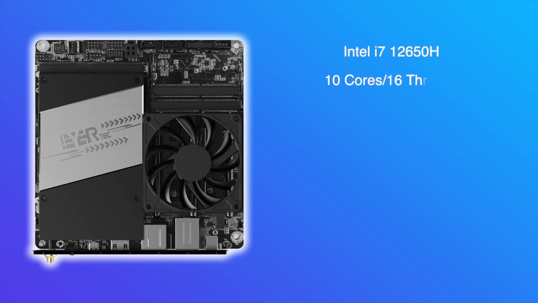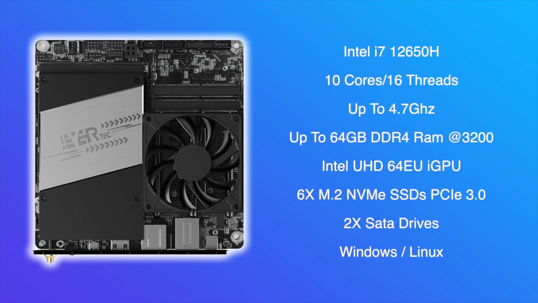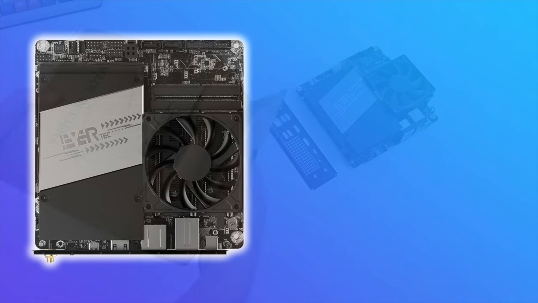Now, when it comes to the specs, for the CPU, we've got the i7-12650H, 10 cores, 16 threads, up to 4.7 GHz. This will support up to 64 gigabytes of DDR4 running in dual channel at 3200 MHz. Integrated Intel UHD graphics with 64 execution units, and this will run at 1.4 GHz. We can add those 6 M.2 NVMe drives, 2 SATA drives, and you can install Windows or Linux on this. I'm going to be running Windows 11 Pro with all of the testing you're going to see in this video.